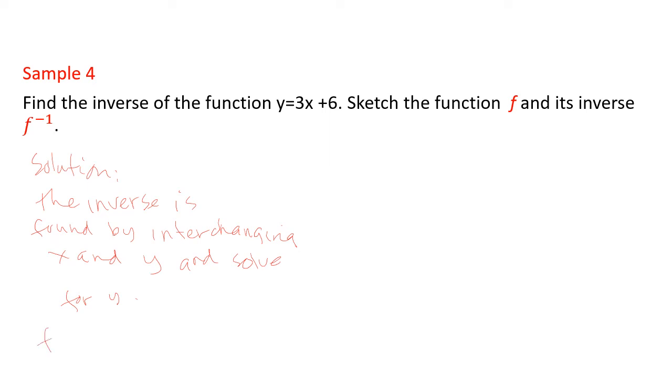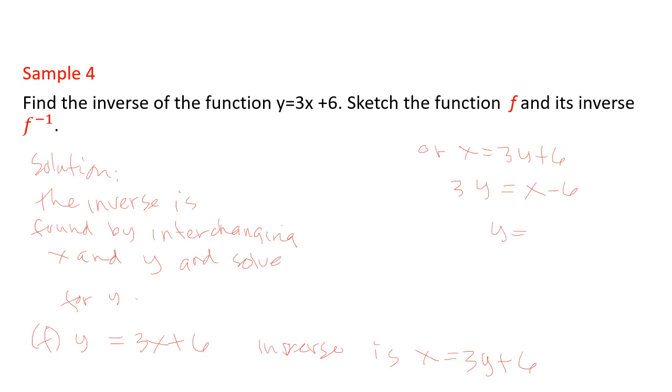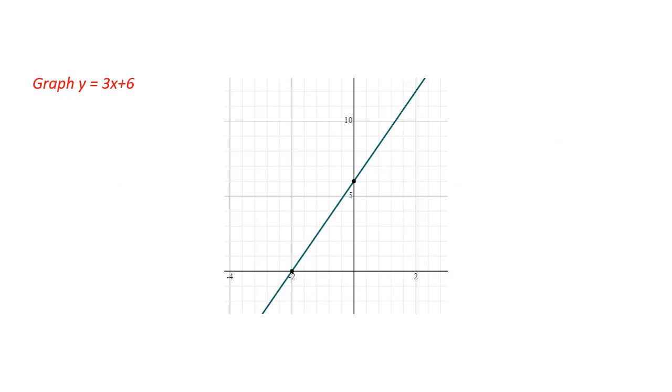So the function is y equals 3x plus 6. So the inverse is x equals 3y plus 6, or x equals 3y plus 6, so 3y equals x minus 6, and y equals x over 3 minus 2. Now y equals 3x plus 6, so we have that one.